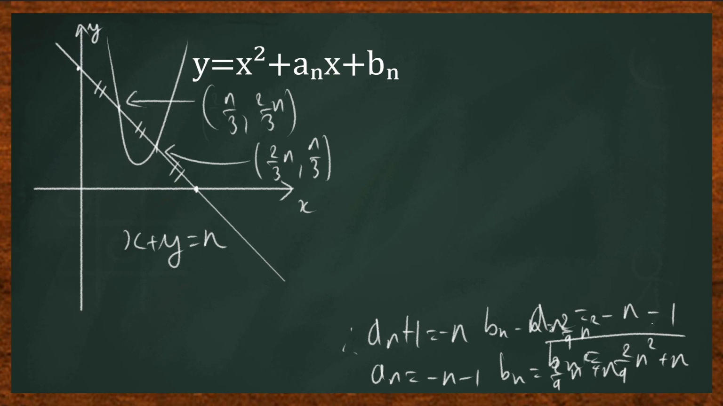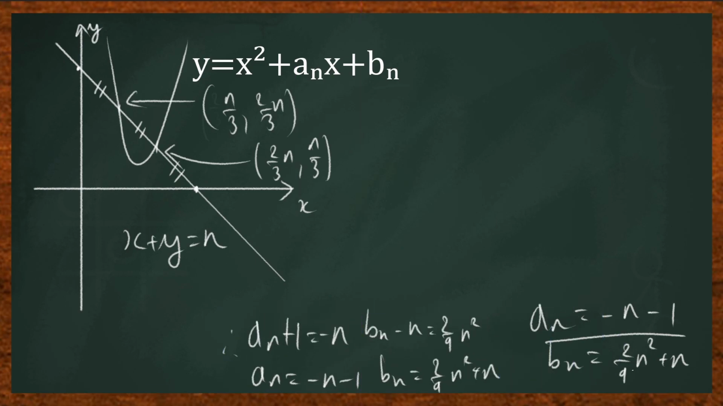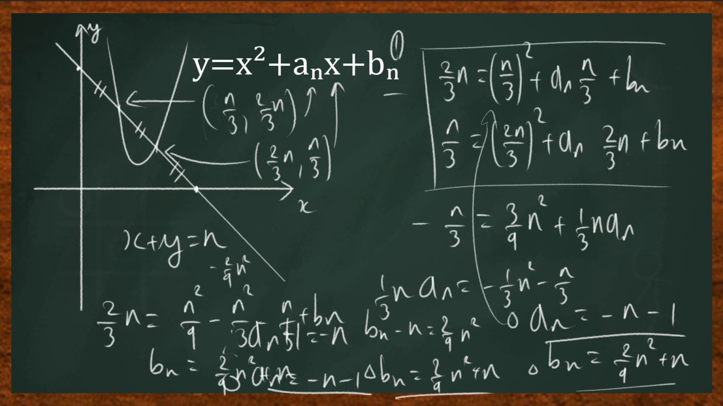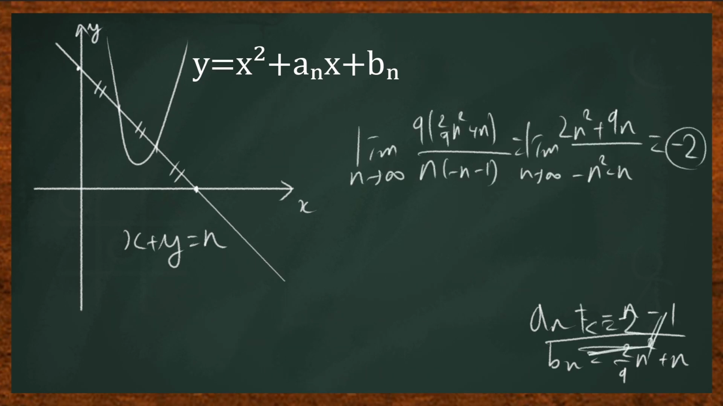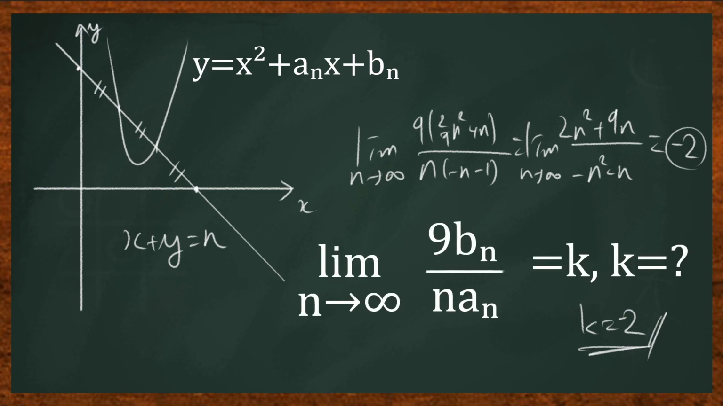As you can see, using the simultaneous equation and solving for an and bn is alright. But using the second one, comparing the quadratic function, you can see that the answers are the same and much easier. If you put the an and bn in the limit, because these two are the same, the answer will also be the same. Because of that, the answer k will be minus 2.